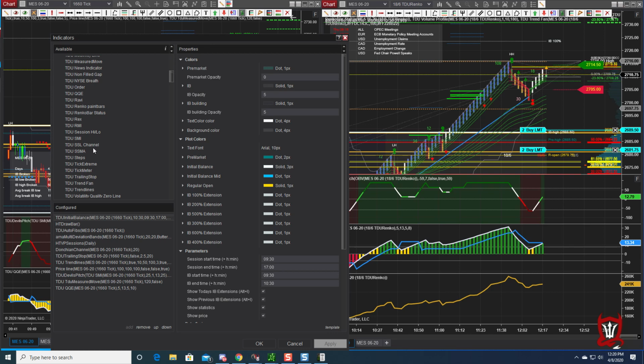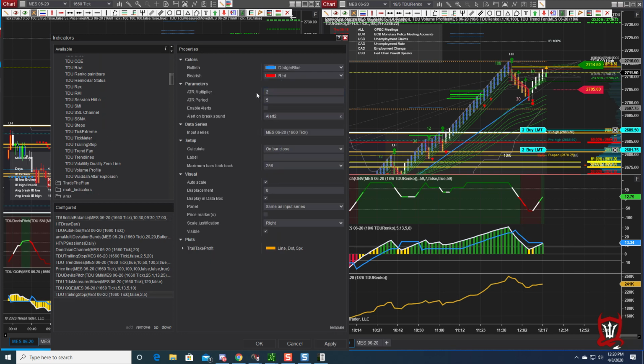Is it a sideways day? Okay, I'm going to create one template there. Is it a big monster trend day like today? Okay, different. Am I trading full size? Am I trading micros? All of those variables are available to you here. But the one you're asking about is the Tdu Trailing Stop, which has the average true range multiplier and the ATR period. Sometimes I'll tweak these a little bit.